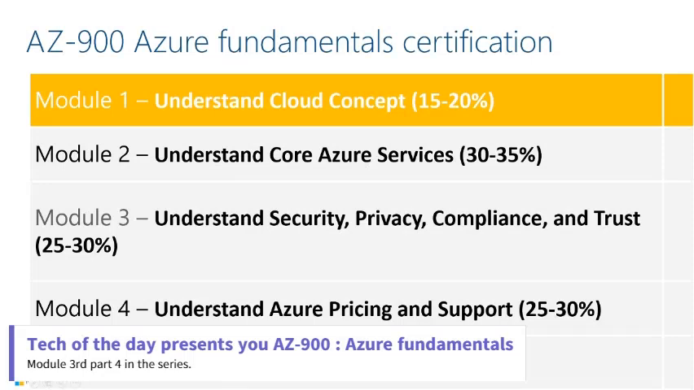We have already discussed Module 1 and Module 2. Now I'm going to talk about Module 3, Understand Security, Privacy, Compliance, and Trust. This module covers 25 to 30% of the exam, but it also has some of the most ambiguous questions. So you will have questions with two possible answers and you will be a bit confused.